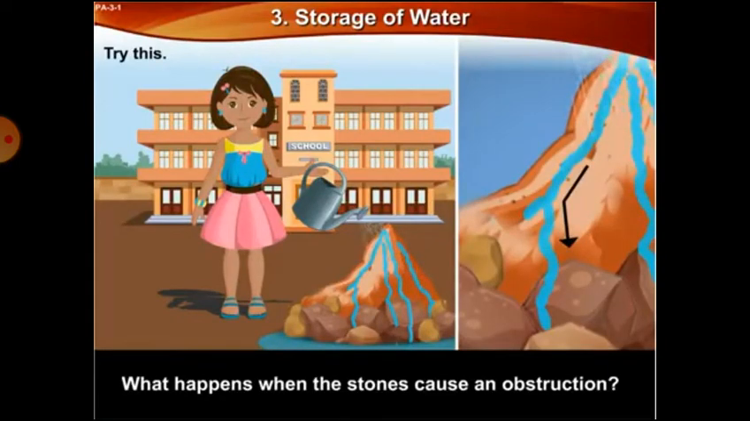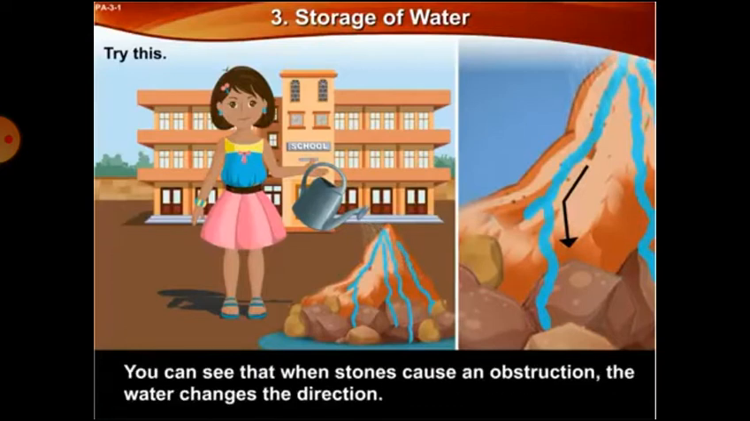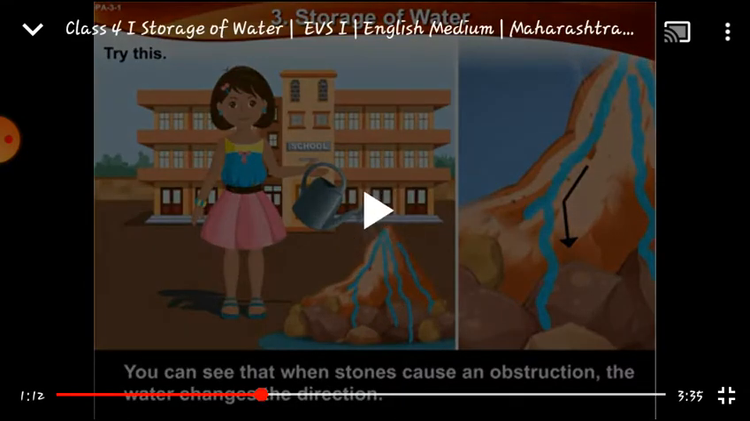Now next, what happens when the stones cause an obstruction? Obstruction means stopping something, like stones or anything. Okay. You can see that when a stone causes an obstruction, the water changes its direction. Water changes its direction. Okay.